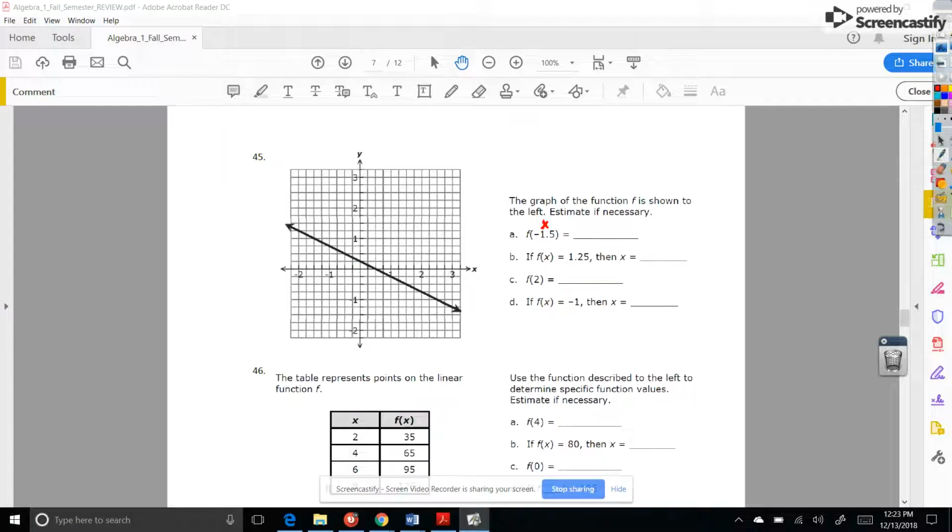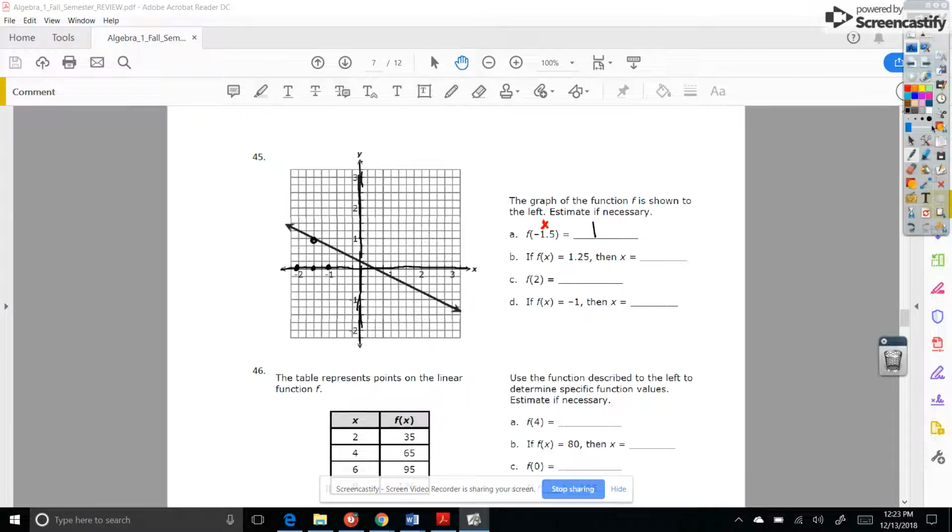So let me just make this a little bit darker here. This is the y-axis, straight down through here, and this is the x-axis. Negative 1 is here, negative 2 is here, so negative 1.5 would be there. So we go up, and it looks like the y value is 1.